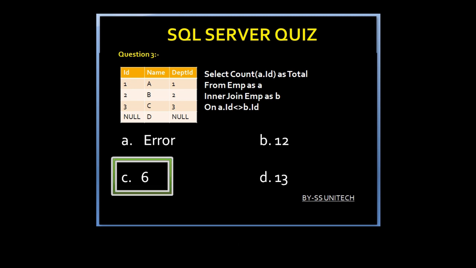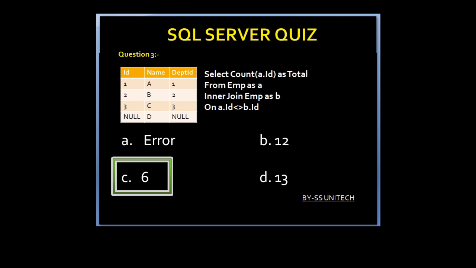So time up. Option C is true. Again it will pick the first row ID column from our left table and try to compare with our right table ID column. So here we are using not equals to. So if the value does not match, then it will move to our result set. Otherwise that row will be skipped.